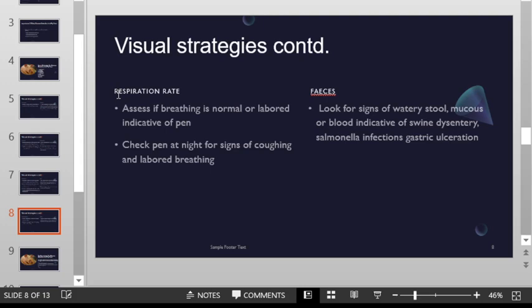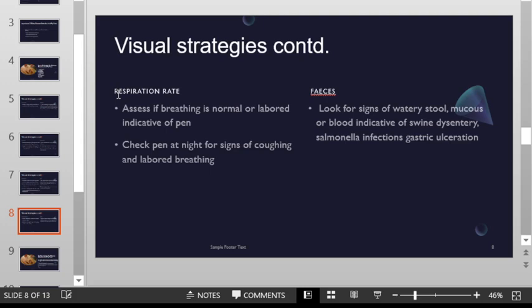Okay, so lastly we'll look at feces. With feces, you look out for watery stool. Most times when you have piglets that are scouring, the immediate sign of scouring in piglets is watery stool. You also want to look at signs of blood or mucus that could be indicative of swine dysentery and other salmonella infections. So feces are a clear pointer.